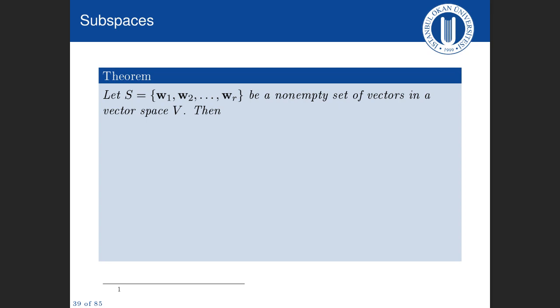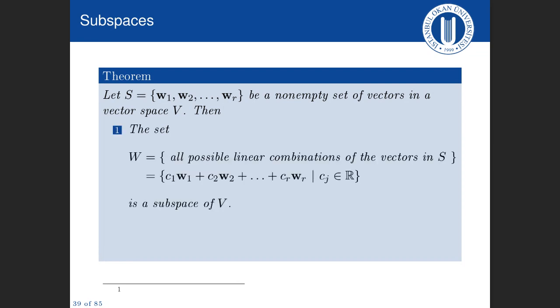Theorem. Let's suppose S is the set containing r vectors. Let's suppose this is a non-empty set of vectors in a vector space V. Then the set of all possible linear combinations of vectors in S, so that's the set containing everything which looks like c1 w1 plus c2 w2 plus dot dot dot plus cr wr for numbers cj, this is a subspace of V.